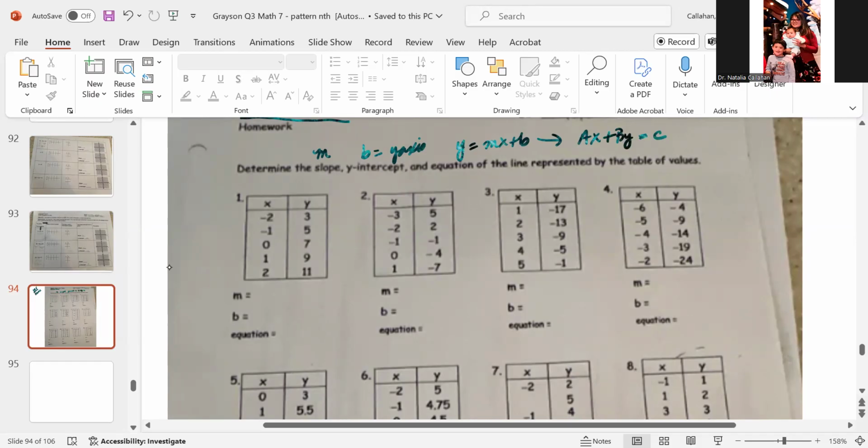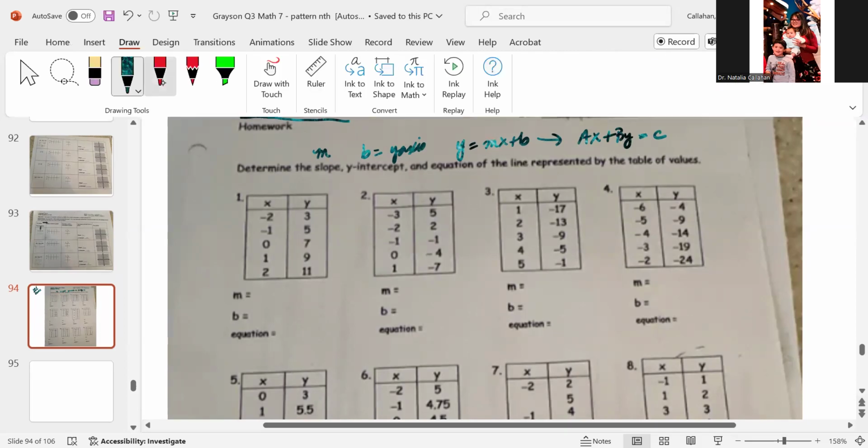Okay. So let's go ahead and try to do this. So this is your table of values. To find the slope, remember your slope, you need to write this down in your notebook. Where's your notebook? I also need your color, the pens that you had.